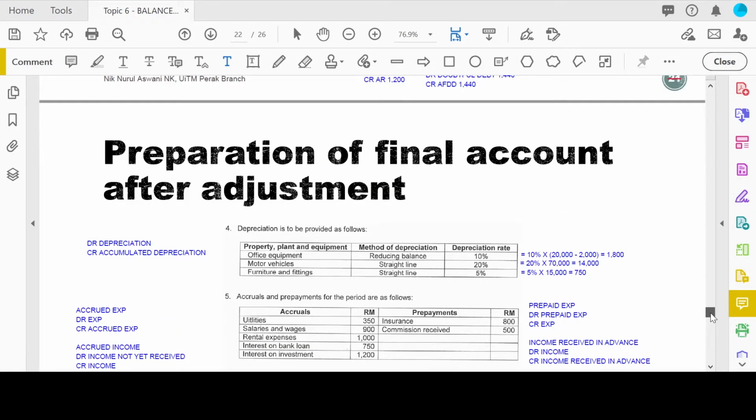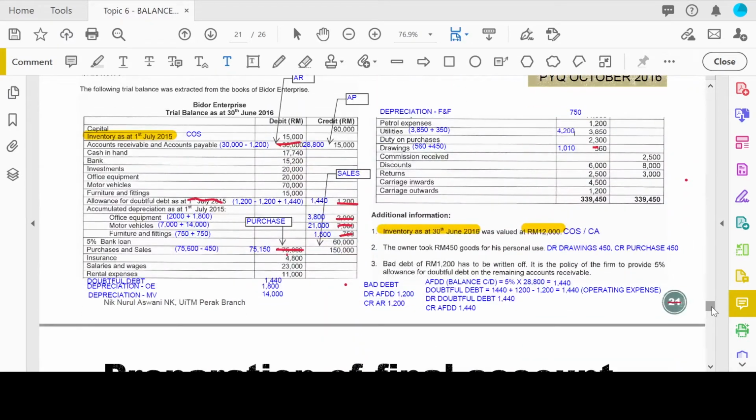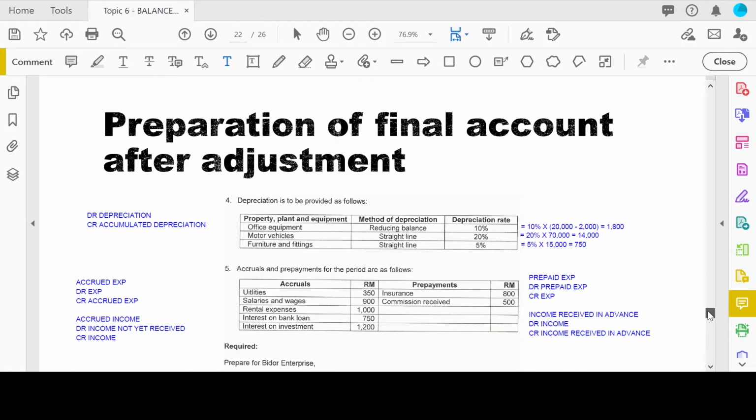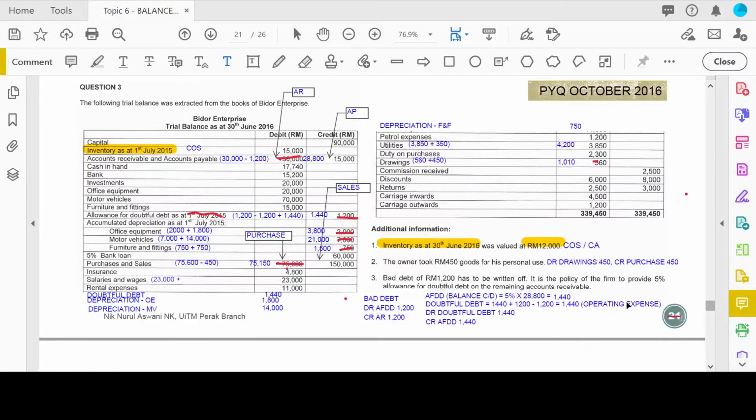Next, salaries and wages is understated by 900. Salaries and wages, 23,000 plus how much? 900. So this would equal, so we're going to replace this amount, 23,900.